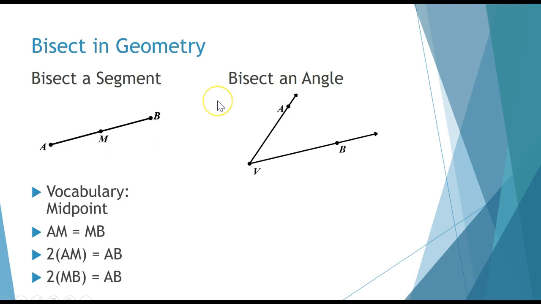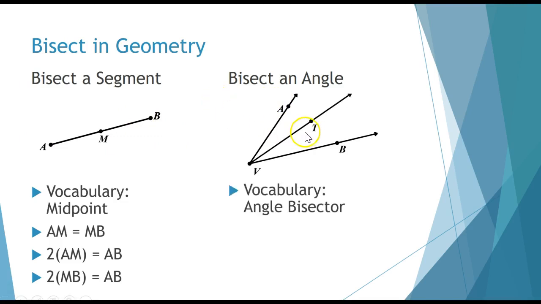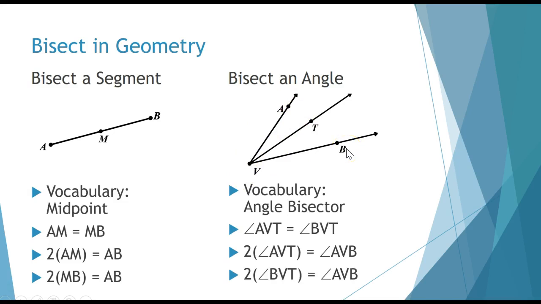Now, when we bisect an angle, we bisect an angle with an angle bisector, and what we create are two little angles that are completely equal. So in other words, angle ATV is the same as angle BVT. Again, it would take two of the little ATVs to make up a giant angle. And likewise, it would take two of the little BVTs to equal the giant angle.